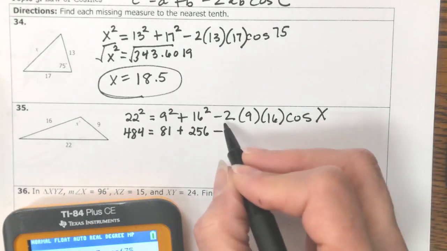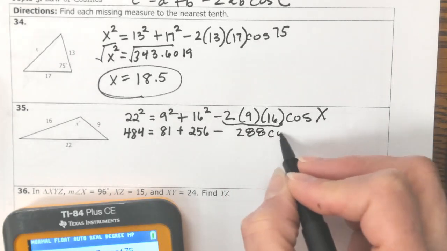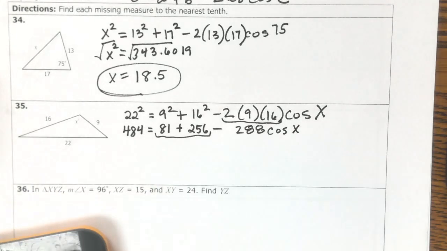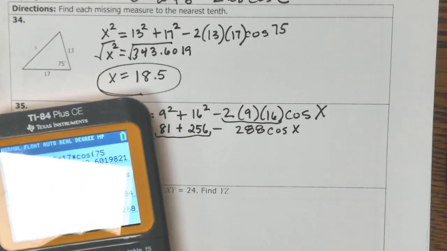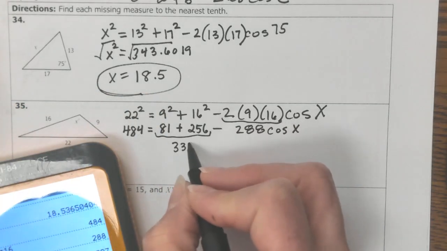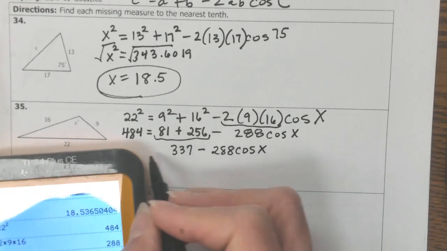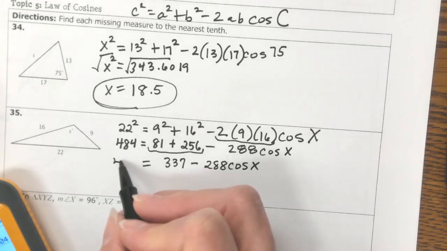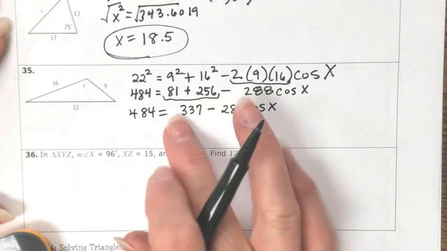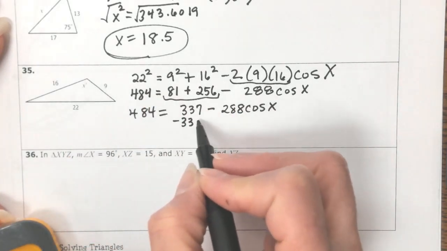When we multiply these three numbers together, you get 288 cosine x. You can combine those like terms, the 81 with the 256, and that gives you 337. I'm just going to bring down the remaining parts of my problem. Remember, you're solving it like algebra. This piece needs to go, and then we can divide. So I would subtract 337.